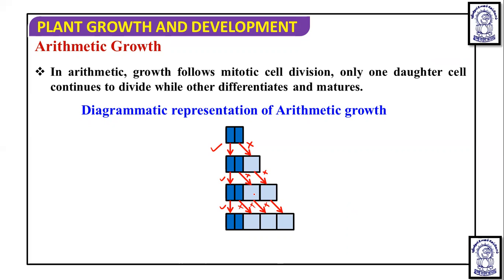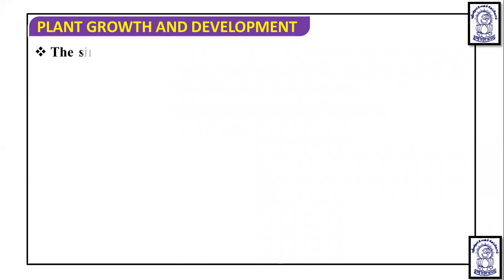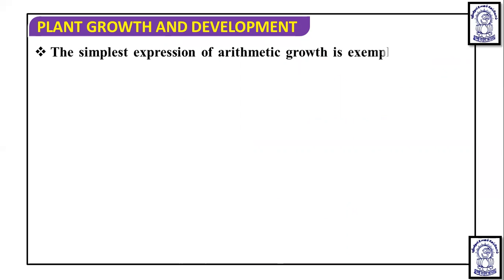So if, out of two daughter cells, one stops dividing and the other keeps on dividing, and that one cell keeps on dividing, then it is known as arithmetic growth. The simplest expression of arithmetic growth is exemplified by root elongation at a constant rate.